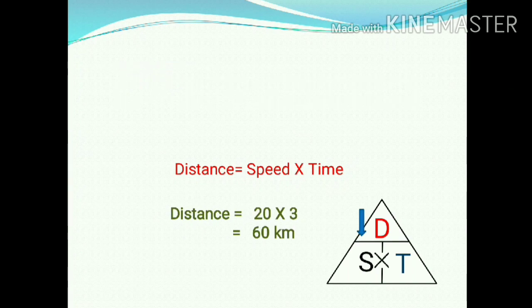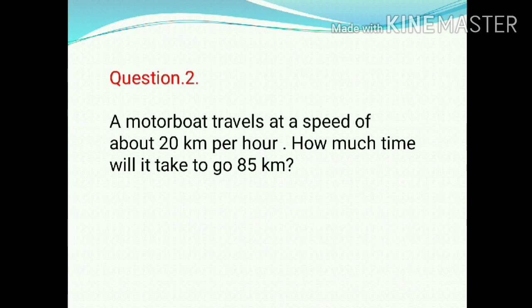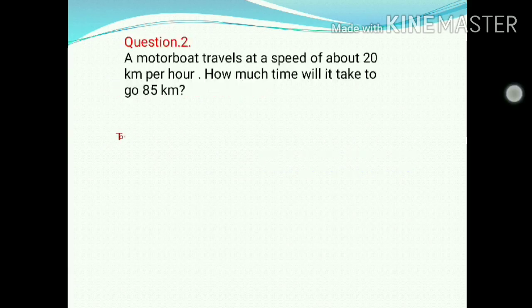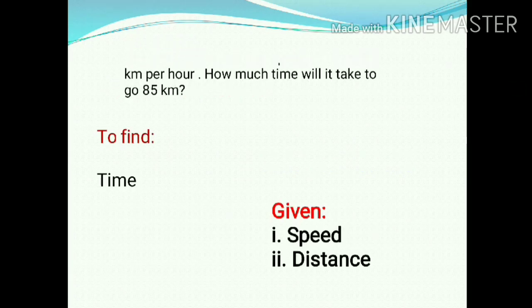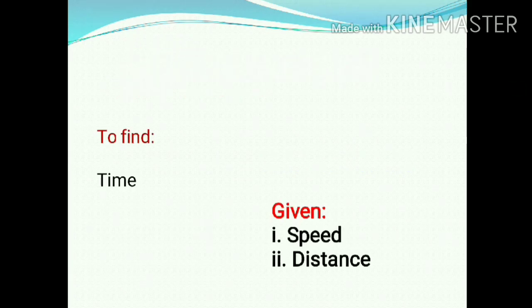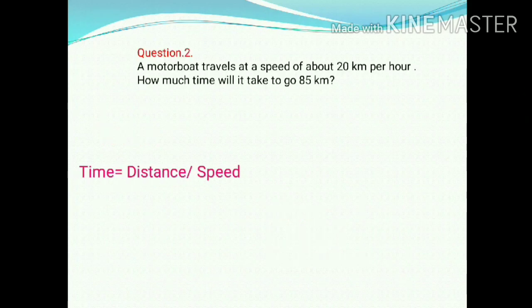Now let us solve one more problem. The second question, a motor boat travels at a speed of about 20 km per hour. How much time will it take to go 85 km? Again, we have to find time and given is speed and distance. So the super triangle rule will be applicable.